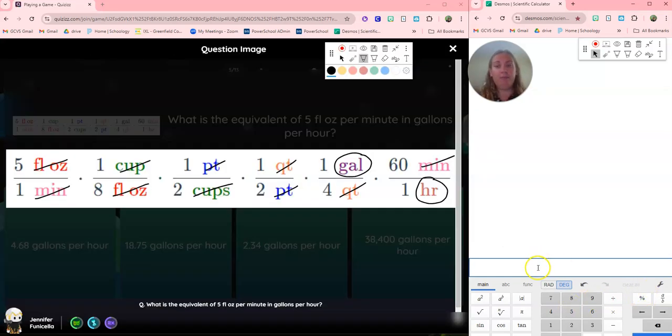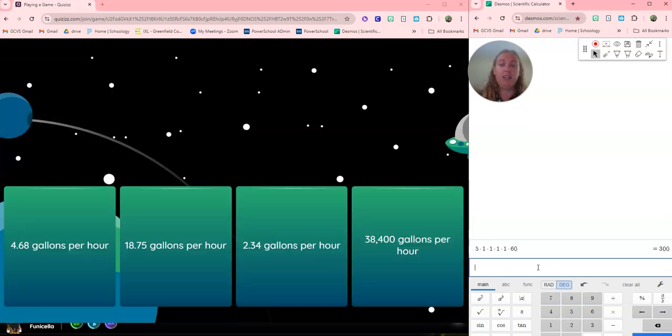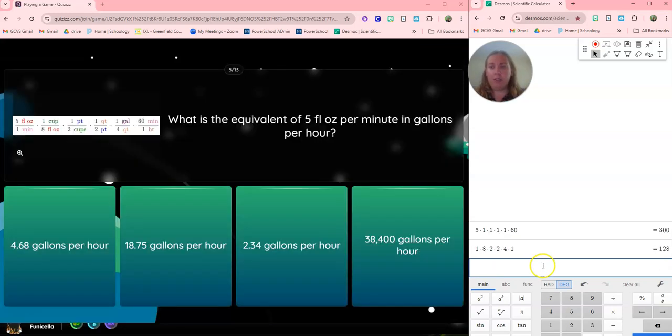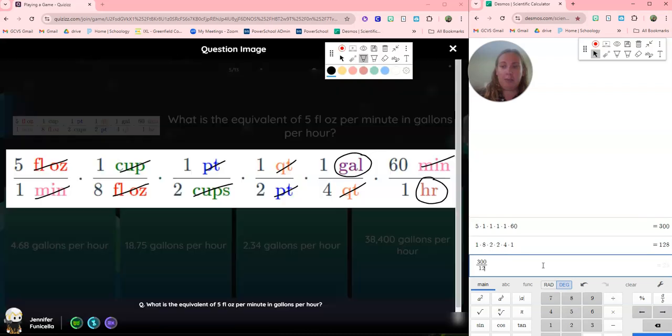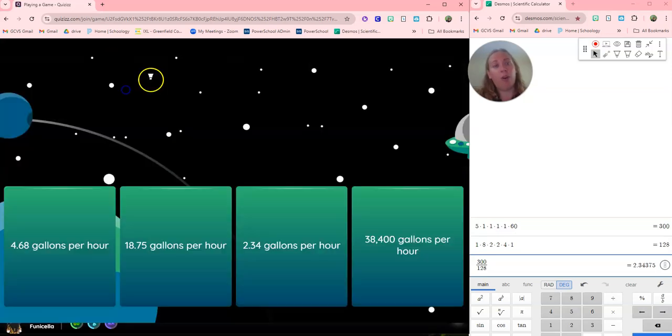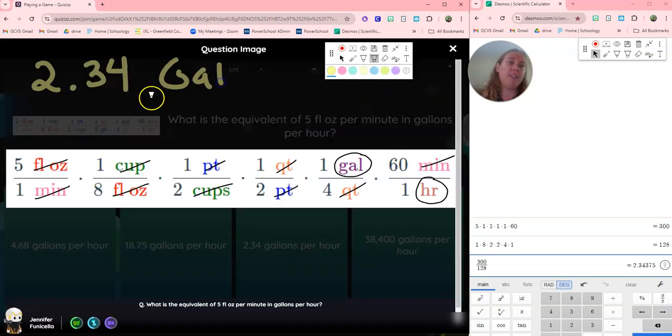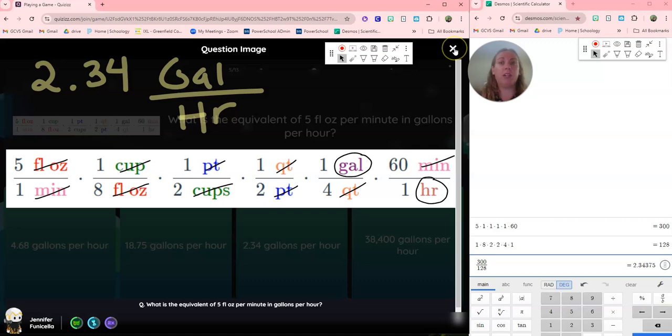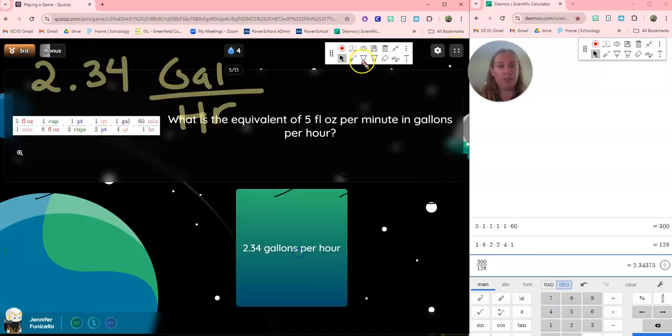In my calculator, on top I have 5 times 1 times 1 times 1 times 1 times 60, which gets us 300. In the denominator, 1 times 8 times 2 times 2 times 4 times 1, which is 128. And because we do have a fraction, we're just going to divide them, and we end up with our final answer of 2.34 gallons per hour. Beautiful.